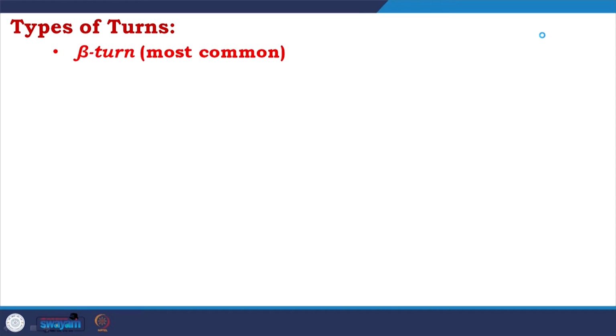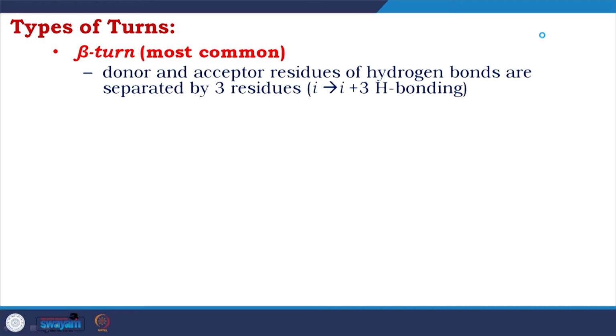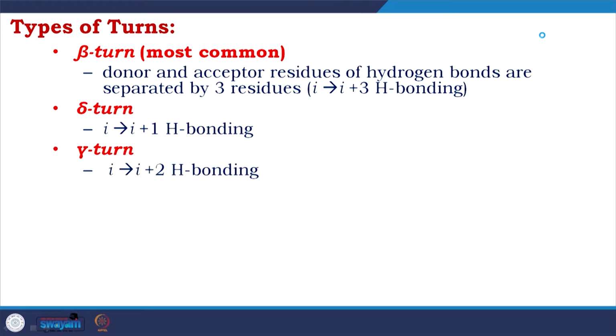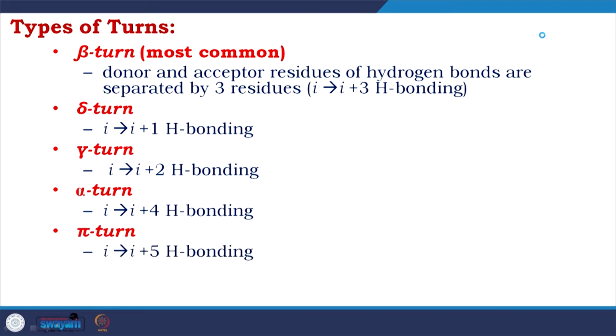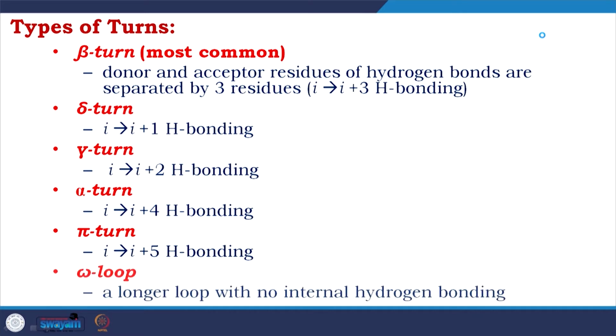Beta turn we have already talked about. Donor and acceptor residues of hydrogen bonds are separated by 3 residues. So, I to I plus 3 hydrogen bonding, but there are many other turns like delta turn, which is I to I plus 1 hydrogen bonding, gamma turn which is I to I plus 2 hydrogen bonding, alpha turn which is I to I plus 4 hydrogen bonding, pi turn which is I to I plus 5 hydrogen bonding, and omega loop, a longer loop with no internal hydrogen bonding. So, it kind of looks like omega, so it is called omega loop.